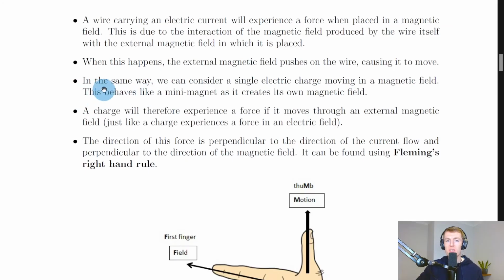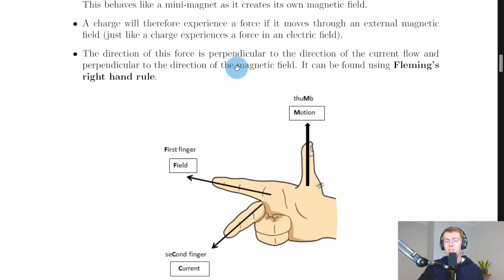Going back to the notes now, it says in the same way we can consider a single electric charge moving in a magnetic field. So instead of thinking about all of the electrons flowing along a wire this time, we're now just wanting to look at one of those electrons, i.e. a single charge. And we can say that this behaves like a mini magnet as it creates its own magnetic field. A charge will therefore experience a force if it moves through an external magnetic field, just like a charge experiences a force in an electric field. And we say the direction of this force is perpendicular to the direction of the current flow and perpendicular to the direction of the magnetic field. It can be found using Fleming's right-hand rule.